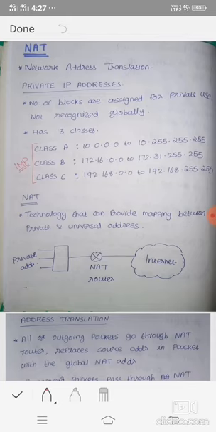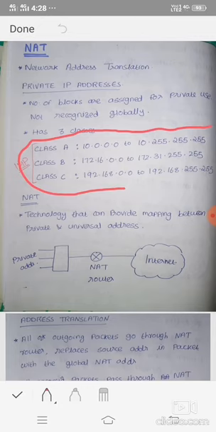Class A ranges from 10.0.0.0 to 10.255.255.255, Class B ranges from 172.16.0.0 to 172.31.255.255, and Class C ranges from 192.168.0.0 to 192.168.255.255. This is an important part of private IP addresses which will be asked in the examination. The ranges of the three classes are very important.